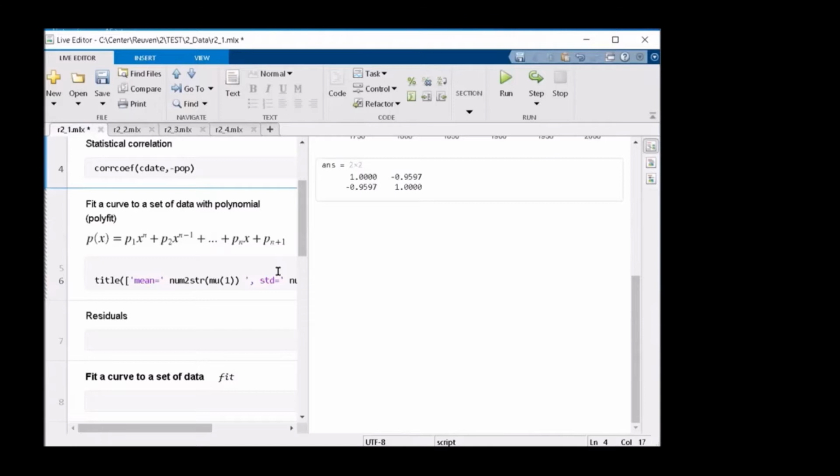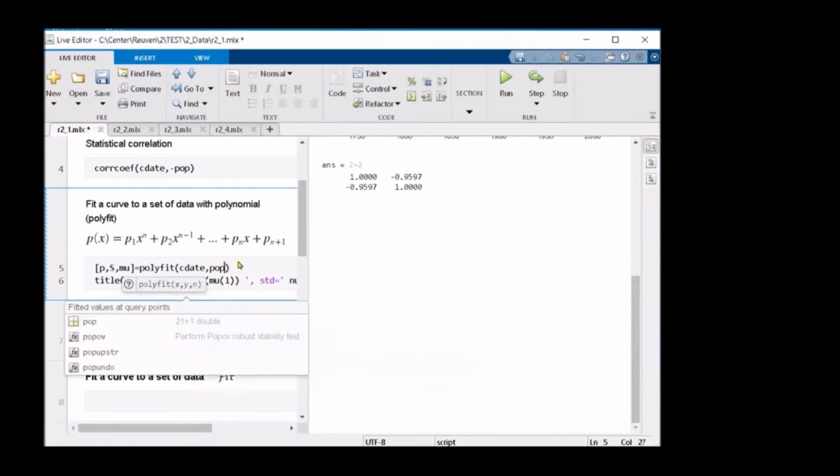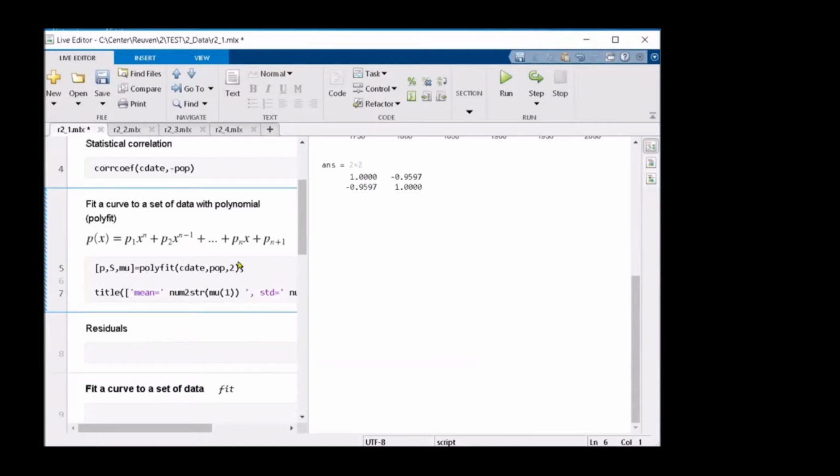Now we can use a command in Matlab to build a fitting curve for this correlation. We will use the Matlab command polyfit. You can use it without the Curve Fitting Toolbox, because this command works in Matlab itself. For example, we can make an estimation of the polynomial, its structure and the coefficient mu. I will explain later what it means. We will use polyfit with our cdate as input and our population as output. Here we should choose the number of coefficients, the degree of our polynomial. Let's start from a small degree, for example, just 2.